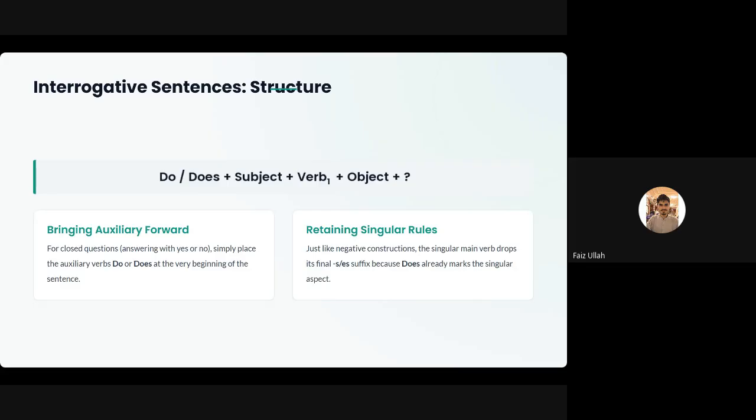Now the structure is, again, very very simple, and we have discussed these things almost a million times in our classes. Okay, and all of you, I know, are aware of this fact. So that's why I'm quickly revising these things. First of all, we use do or does at the start of the sentence. Do or does is followed by subject, then again we use the first form of verb and objects. And I would repeat that do is used with I, we, you, they, plural, and does is used with he, she, it, and singular.